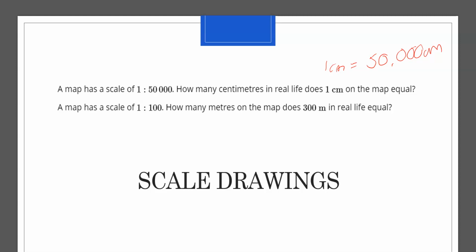Okay, here we've got a scale of 1 to 300. So we want to know if we've got 300 metres in real life, what is that on the map? So if we've got 1 to 300, 1 to 100, and we know to get to 300 times by 3, multiplied by 3, do the same to both sides. So 300 metres in real life is 3 metres on our map. Okay.